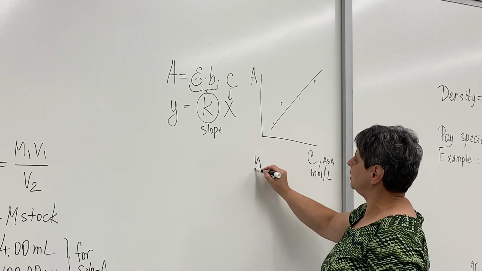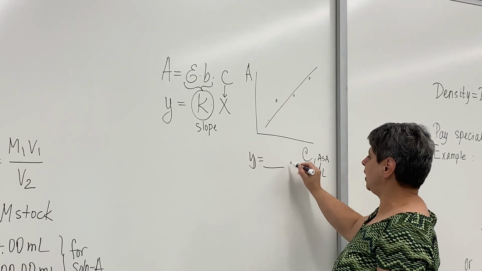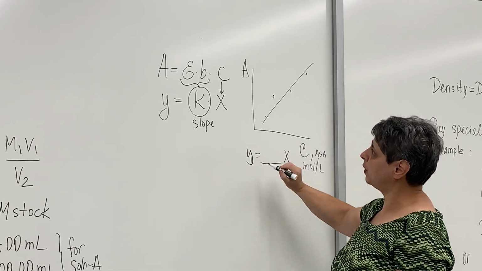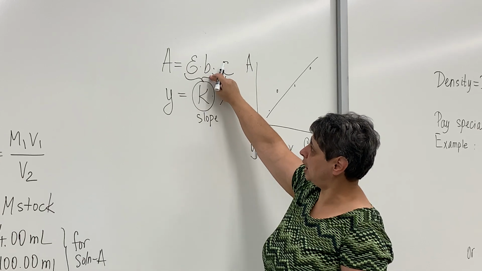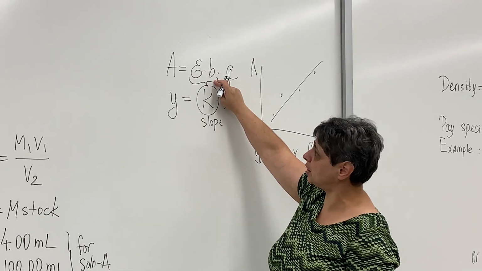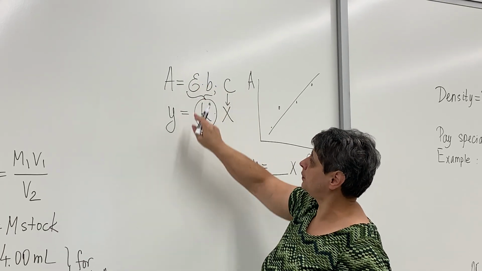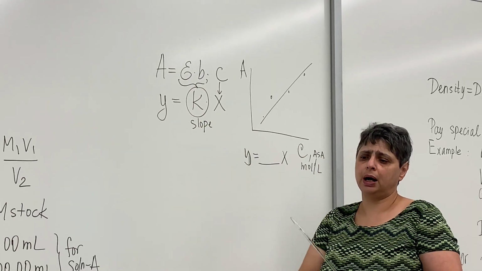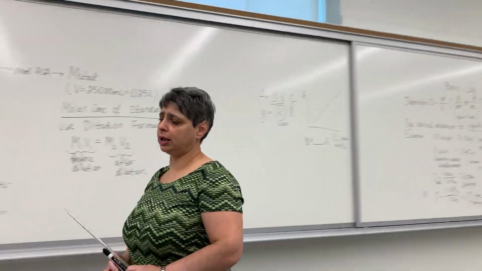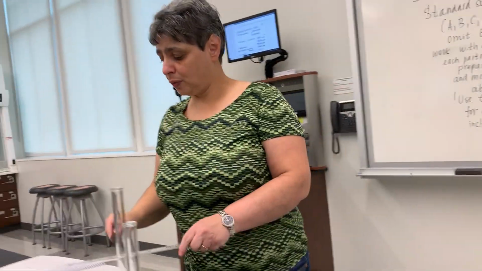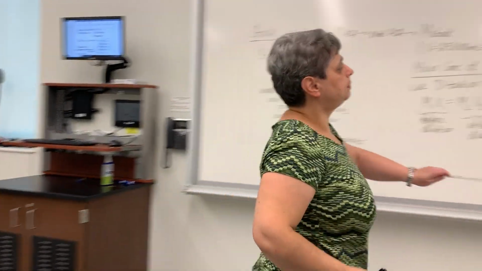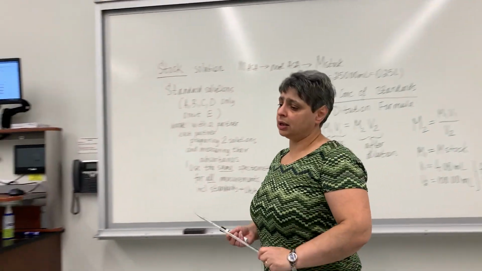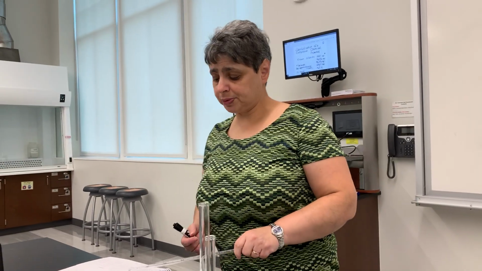The equation will be y equals a certain numeric value times x. That numeric value here, of course, is your slope, which, because b is equal to 1, as we discussed earlier, will be equal to epsilon. So at the bottom of data sheet 1, it asks for the slope of the Beer's law plot. That will be this numeric value here from your graph.